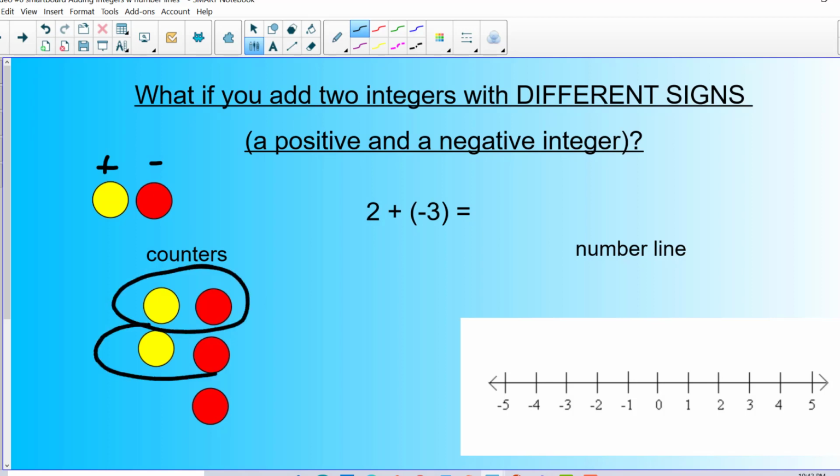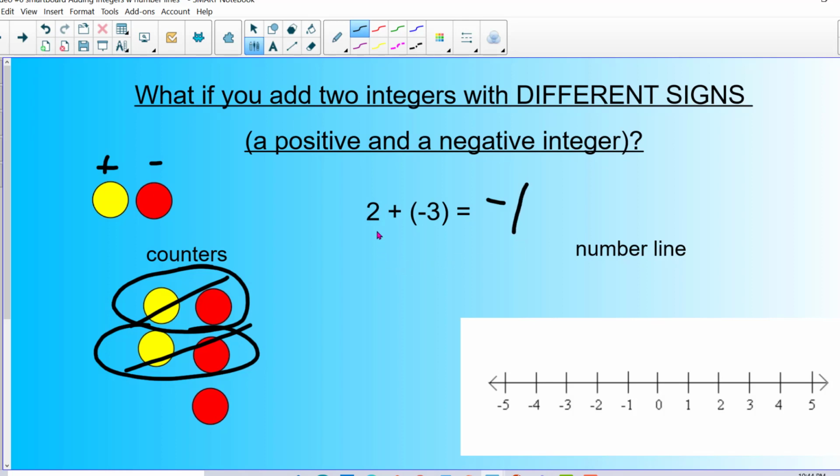How many 0 pairs did we have? 2, because there's 1. Those cancel each other out, right? And then these cancel each other out. So 2 of the negatives canceled out 2 of the positives, and what was left? 1 negative. So -1. 2 plus -3 is -1.